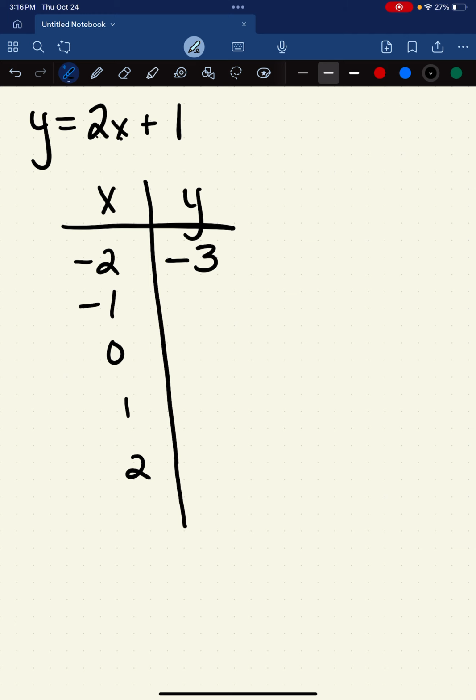I'll leave you to fill in the details for the rest of them, but I'm just going to go ahead and write down what the answer is for each one of them. So this one's going to be -1. This is going to be 1. This is going to be 3, and this is going to be 5. Okay, so now we have these xy pairs. We can actually plot them.